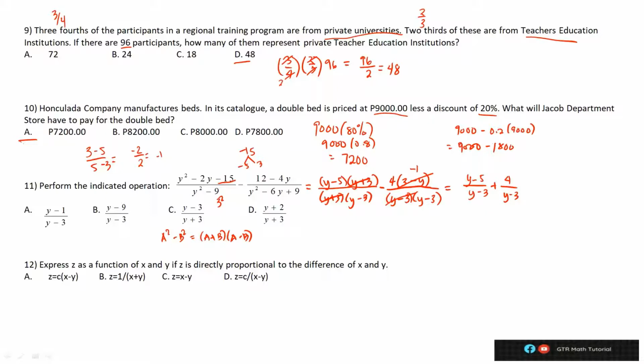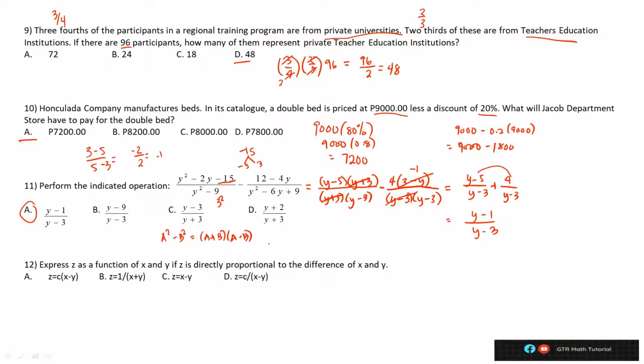So add the numerator, y minus 5 plus 4. So i-add natin yung y minus 5 plus 4. So yung constant, negative 5 and positive 4, i-add lang natin, since same sila ng denominator. Okay, so therefore we have y, negative 5 plus 4, so that is negative 1 over y minus 3. So therefore the answer is, okay, ayun, letter A. Answer is letter A.